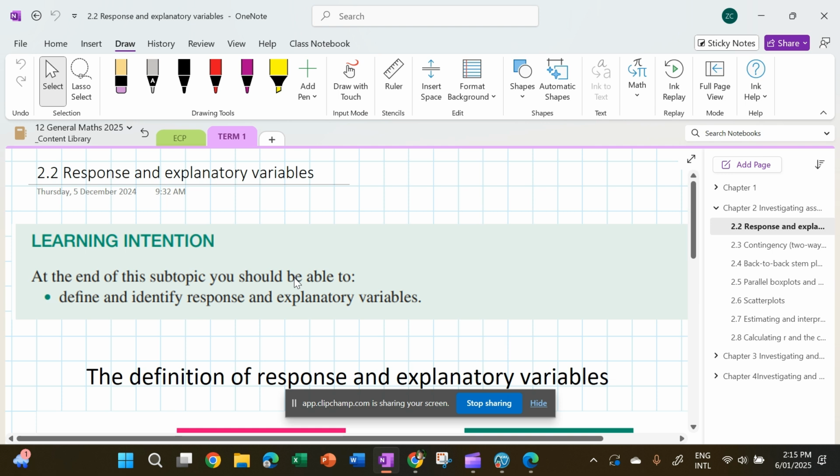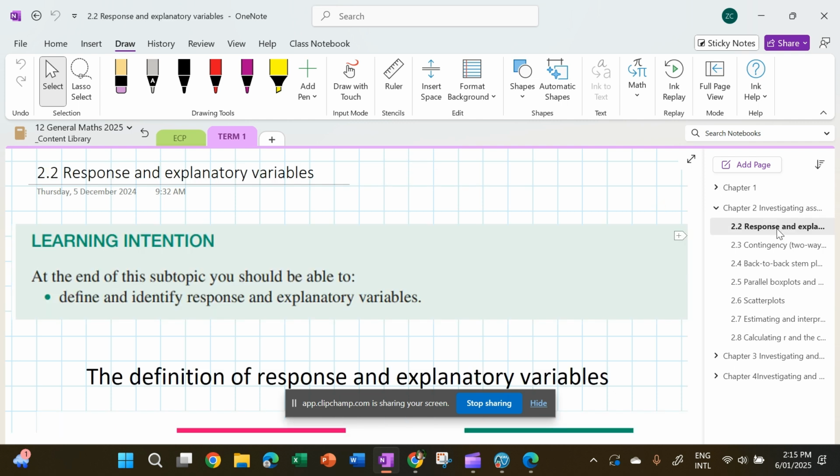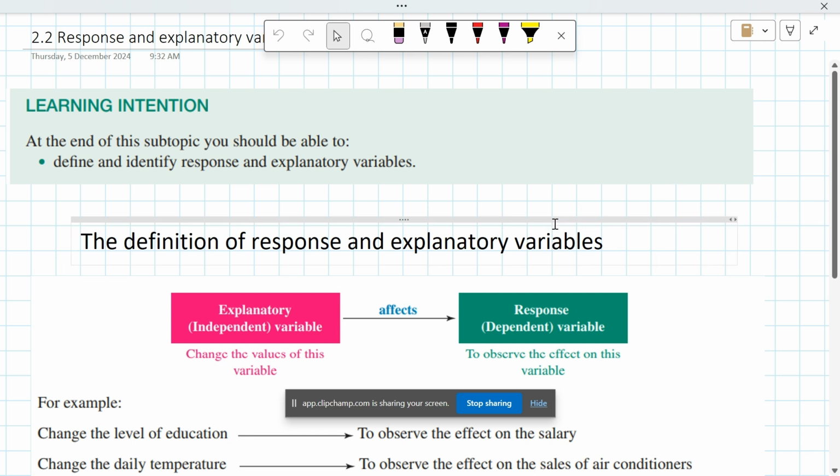Today we're going to start with Chapter 2, investigating association between two variables. Does anybody remember EV and RV? That's what we're going to do: response variables and explanatory variables. We'll start with some easy starts. We're going to define and identify the EV and RV.